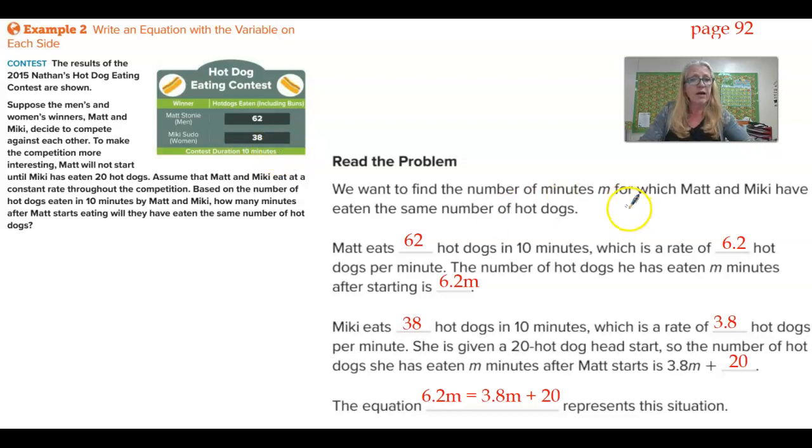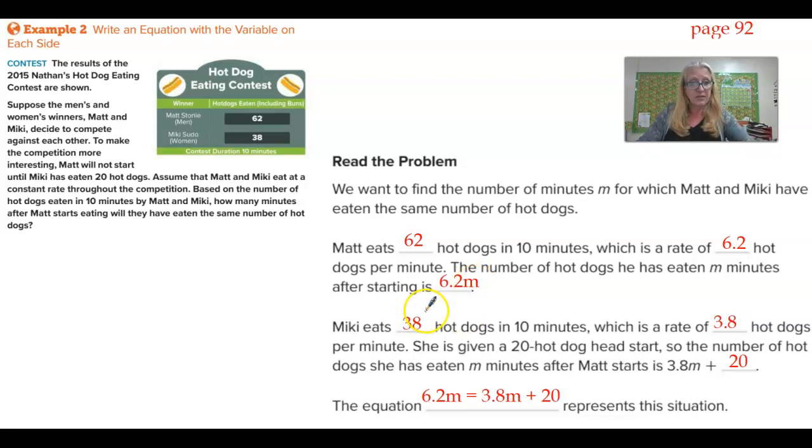Now, that is a rate of how many hot dogs per minute? It's just 62 divided by 10, okay? So he eats 6.2 hot dogs every minute. So the number of hot dogs he has eaten in m minutes would be 6.2 times the number of minutes he's eating hot dogs. We do the same for Mickey.